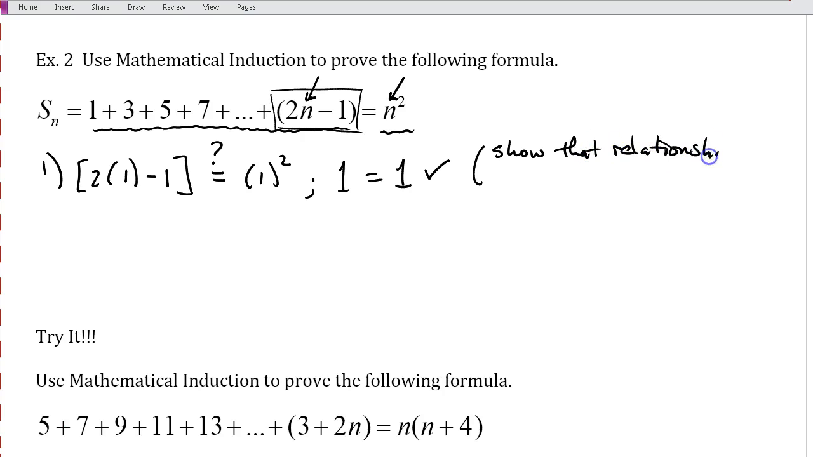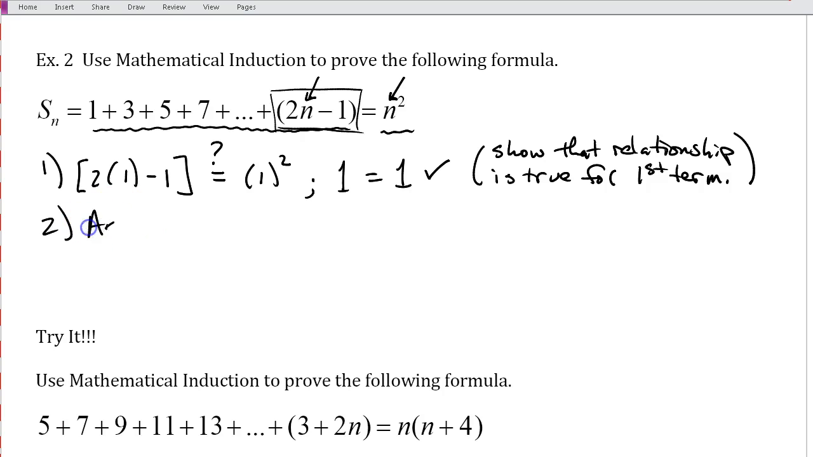So basically what we did here was show that the relationship is true for the first term. If it doesn't work for the first term, it's not going to work. All right, next, this is kind of a standard step here.